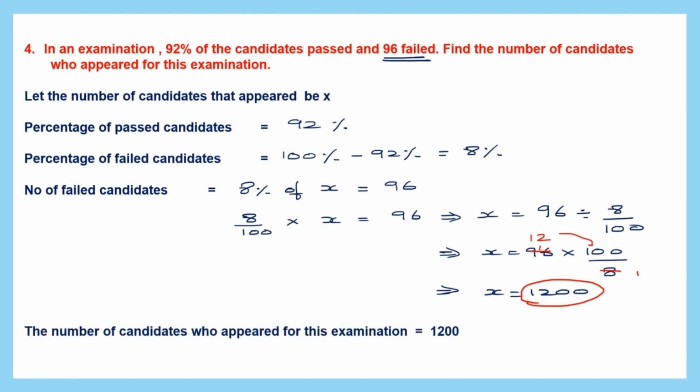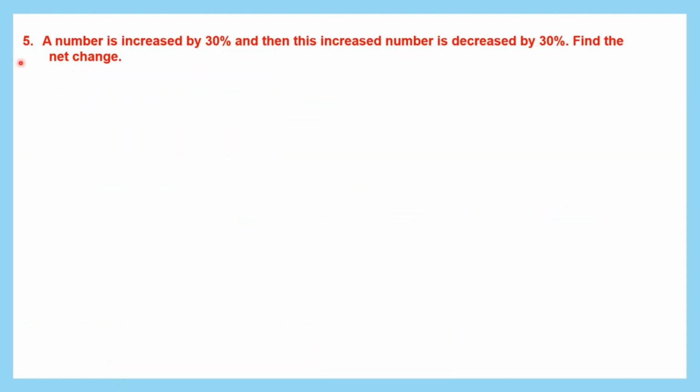So we have our answer here. The number of candidates who appeared for this examination is 1200. Question 5. A number is increased by 30% and then this increased number, that is the resulting number or the final number, is decreased by 30%.